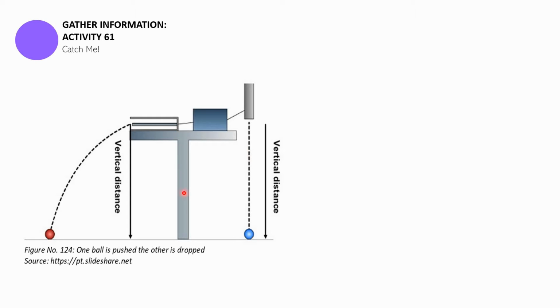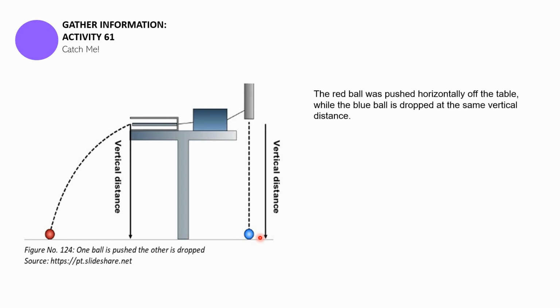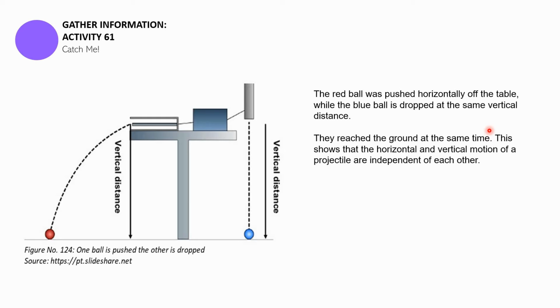And if this is the table, okay, notice the distance. Okay, alin sa dalawang balls yung mas malapit sa table? Okay, so the vertical distance that was covered by this ball is similar to the vertical distance covered by the other ball. So they have the same vertical distances. The red ball was pushed horizontally off the table, while the blue ball is dropped at the same vertical distance. They reached the ground. This is a new detail. They reached the ground at the same time.